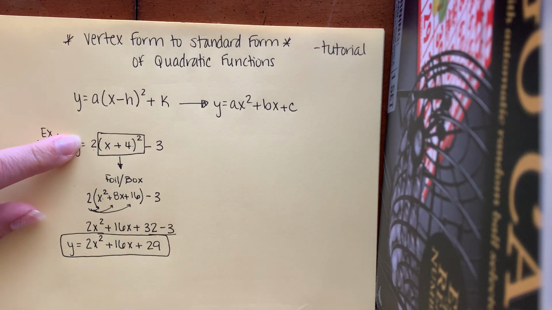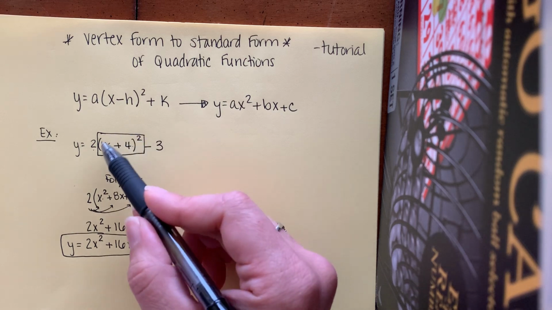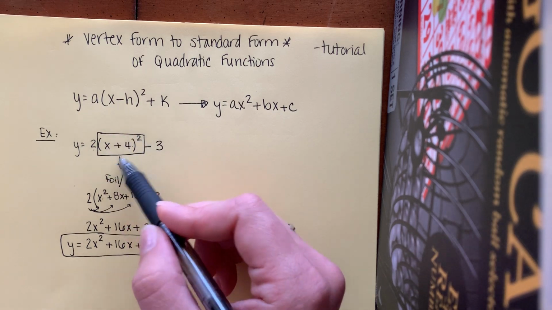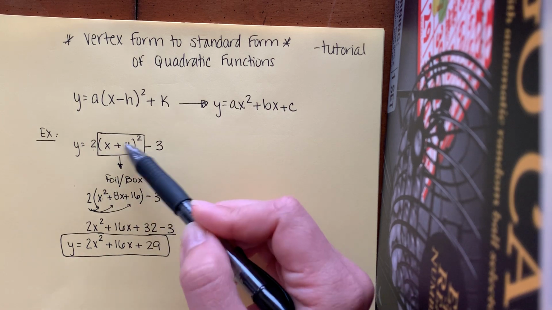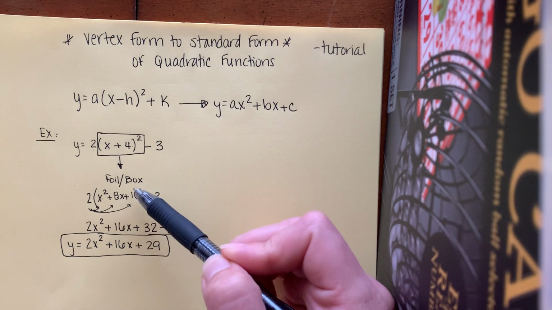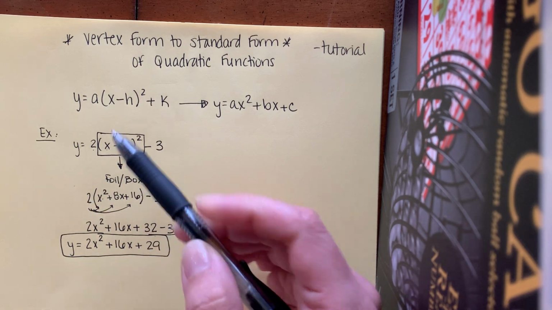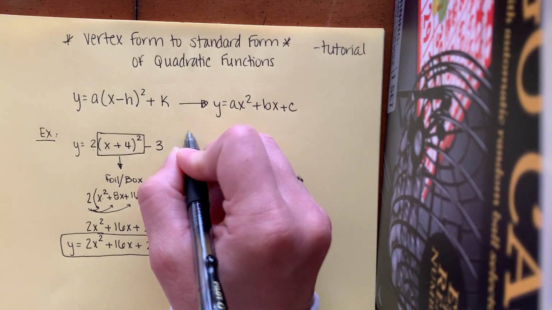So vertex form is what we started off with, and we ended up in standard form. Again, to do that, you'd have to box or FOIL the parentheses, or do the shortcut if you understood my shortcut: square the first, square the last, double the middle. Super easy. And then bring down your a value, whatever that value is, distribute it, and then combine like terms. Let's take a look at a second example.